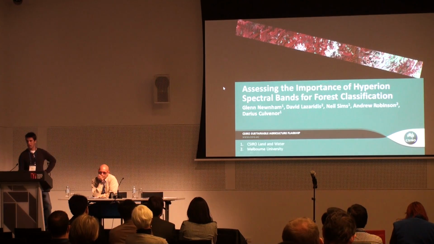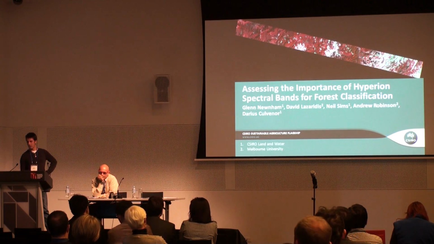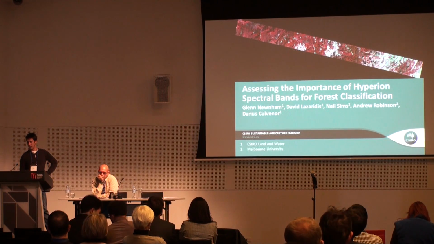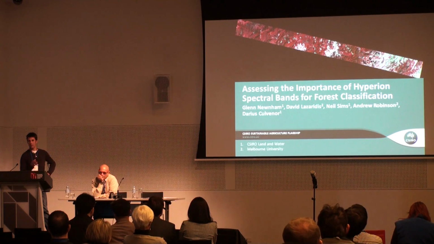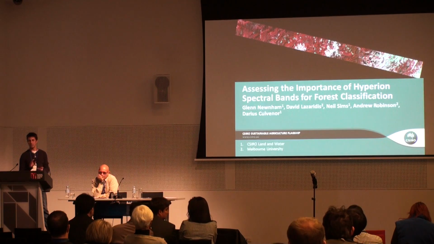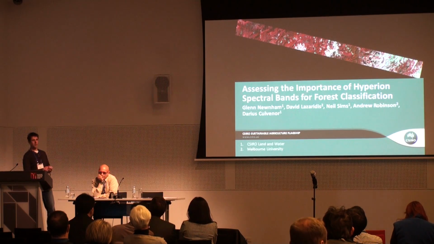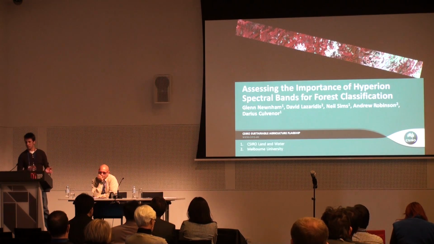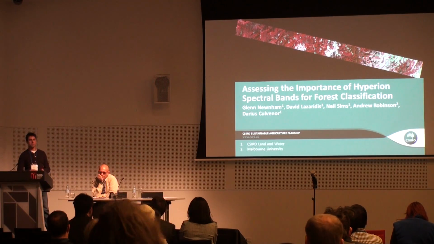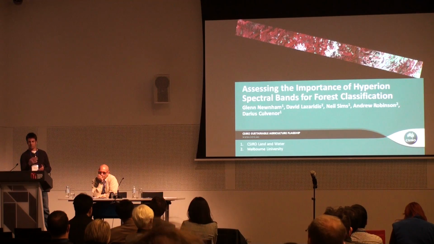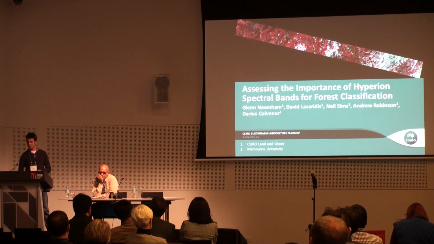This work is part of a large project called the International Forest Carbon Initiative. This small component of it was looking at whether we could move past the current Australian National Carbon Accounting System situation, where we divide the landscape into forest and non-forest. We're looking at whether you could use hyperspectral data to classify more detailed forest types.